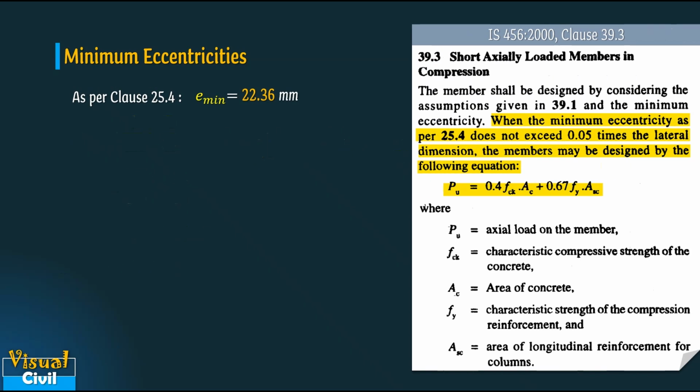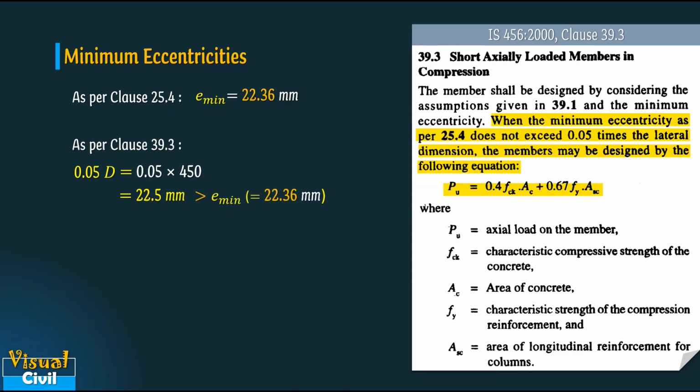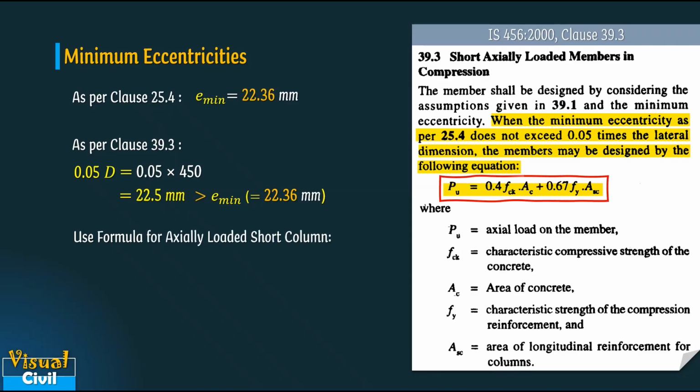Moving on to clause 39.3, it states that when the minimum eccentricity does not exceed 0.05 times the lateral dimension, the column may be designed using the simplified equation provided in this clause. So, let us calculate 0.05 times the diameter of the column. This comes out to 22.5 mm, which is more than the minimum eccentricity of 22.36 mm. Therefore, we will use the formula given in clause 39.3 to calculate the longitudinal reinforcement.